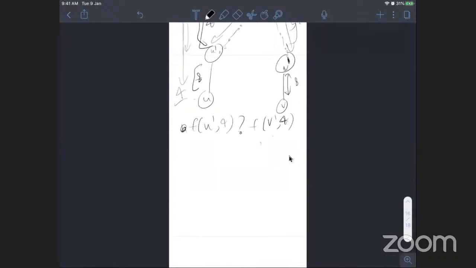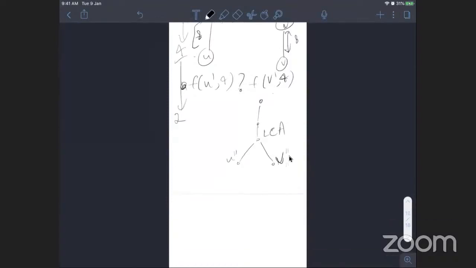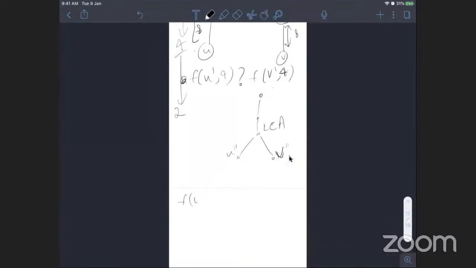How will they look now? I'll just make the tree again because it gets pretty dirty quickly. U and V will just be one step away from the LCA after this jump. Technically this is U double dash, this is V double dash. Now after 4, again decrease the power of 2, which is 2 now. So I'll ask again: is f of U comma 2 the same as f of V comma 2? Sorry, U double dash, V double dash.